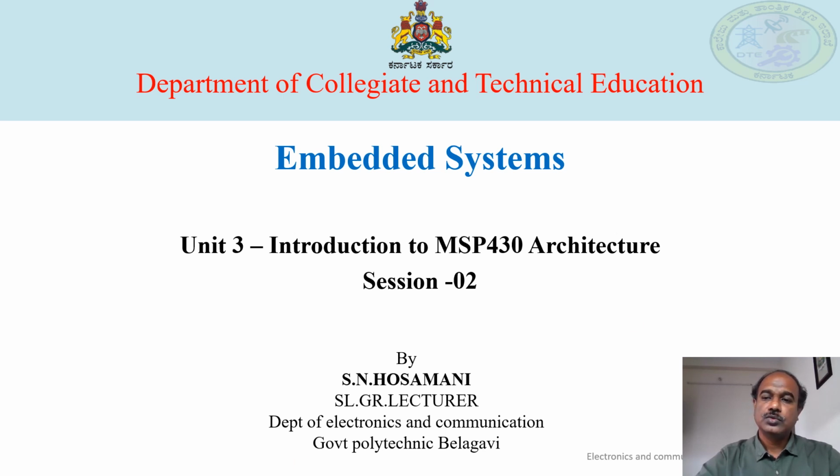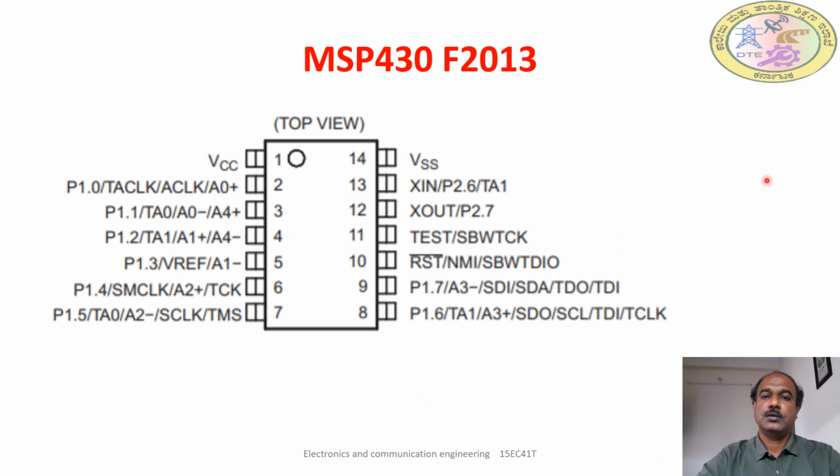So today let us study the pinout diagram of one of the MSP430 series microcontrollers, that is MSP430F2013. As you can see here, this F2013 is a 14-pin IC. It has 14 pins. Let us go through these pins one by one.